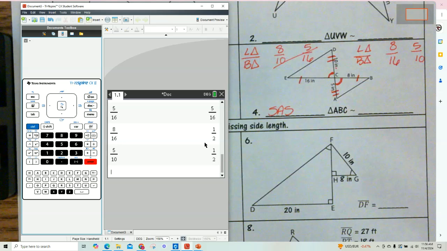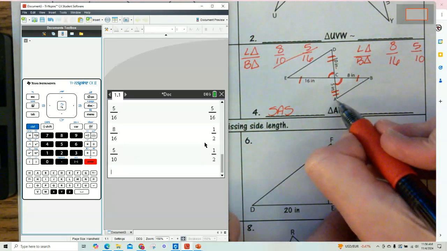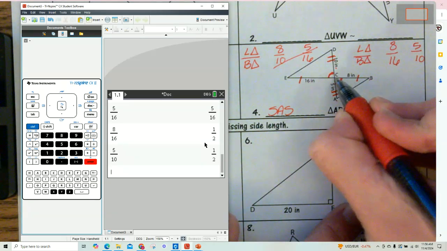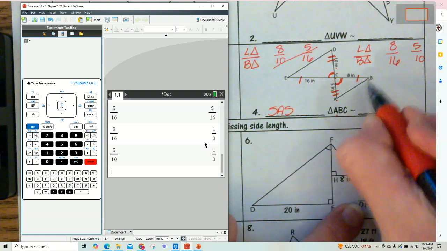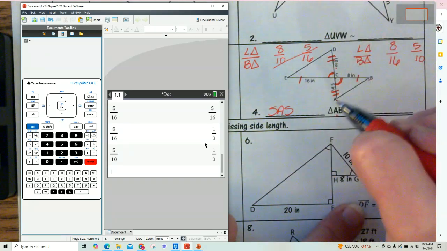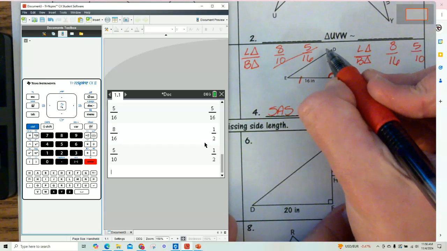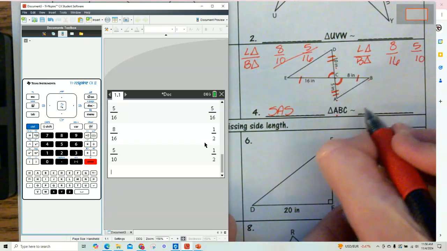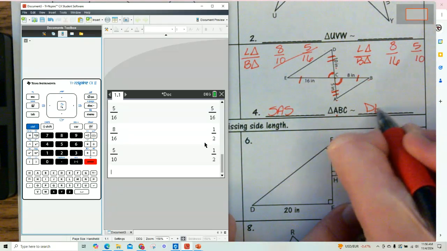We need that for when we name them. Okay? So A, B, C. We went from A to B. That's the one side that we don't have marked. So we've got to do the same over here. We're going to go D to E. There's a reason I picked that order too.